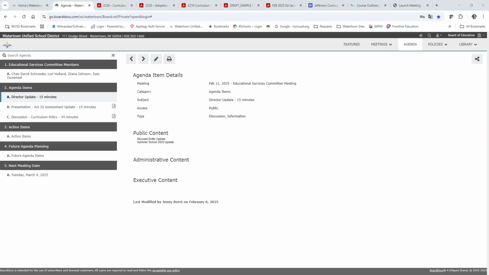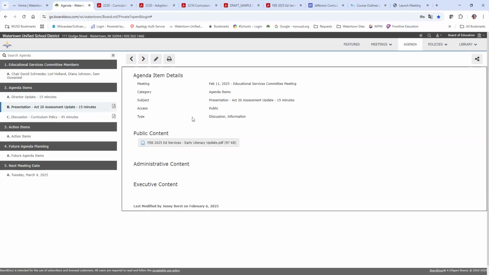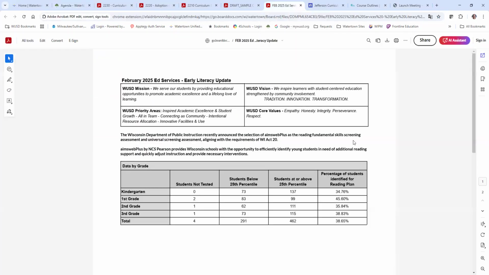Next up, we have the presentation on Act 20 assessment update. Thank you. Last month, we had shared with you a little bit more about our reading plans and the Ames Web Plus assessment that we were doing. Desha, I believe, is in the room. I think I saw her come in to just share a little bit more about what we were finding after completing that first assessment window in January, and then what it means for our reading plan.